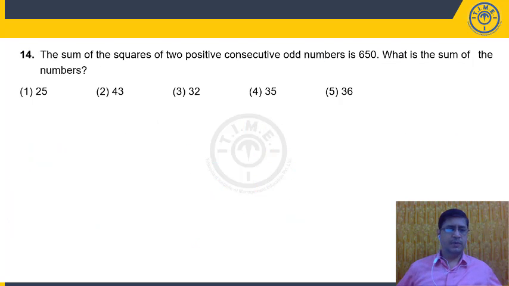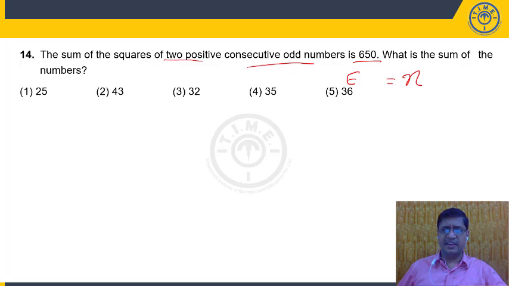Look at the next question. The sum of squares of two positive consecutive odd numbers is 650. What is the sum of the numbers? Means the sum of the odd numbers. My dear students, I am taking one number here. I am taking the number as n. Is it even or odd? I don't know.